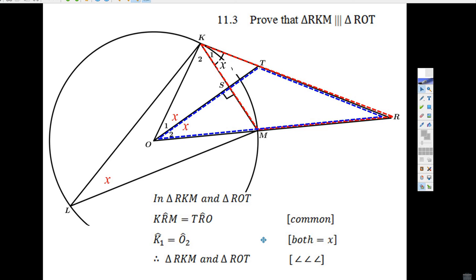That wasn't so hard. Now look, do you see something? Well, look at this X here and this X here. It looks like angle K1 is equal to angle O2. They're both equal to X. We've just matched up two angles, the common angle and K1 with O2 in this red and blue triangle. So they both equal X. Well, now that we've matched up two angles, we can say that the two triangles, RKM and ROT, are similar.